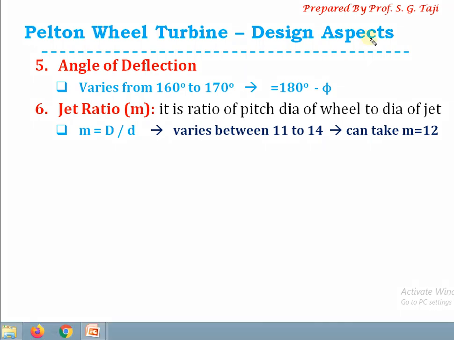Next, the jet ratio, which is denoted by m. It is the ratio of the pitch diameter of the wheel to the jet diameter, which is given by m is equal to capital D, the diameter of the wheel, divided by small d, which is the diameter of the jet. The value of the jet ratio varies in between 11 to 14, and in design it can be taken as m is equal to 12.